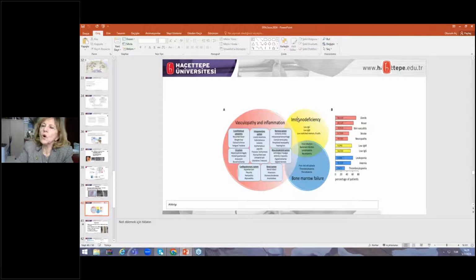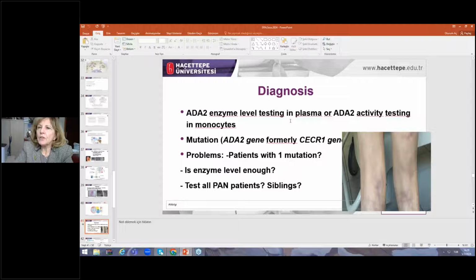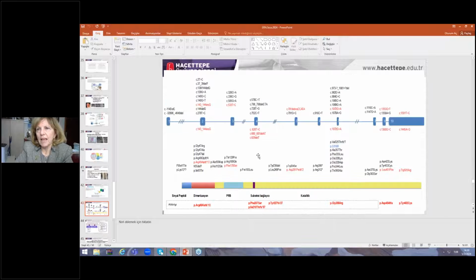And it can also cause some immune deficiency and sometimes cytopenia as well, which is different from what you see in polyarteritis nodosa. When you suspect it, you have to do either the enzyme level or test for the gene mutations. And we have problems here. What are we going to do with one mutation? Is the enzyme level enough? Test all siblings, et cetera. So these are the problems we still have to contemplate among pediatric rheumatologists.